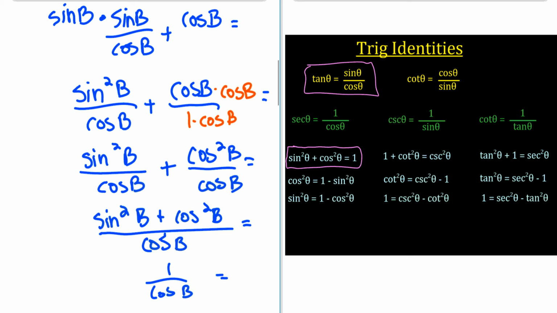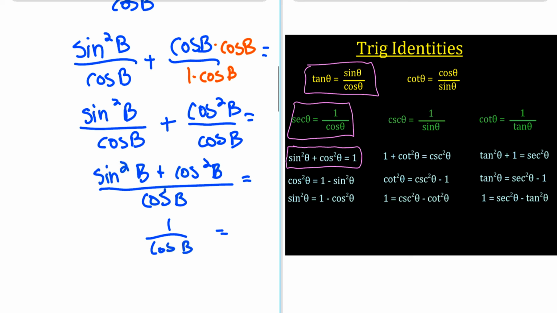And what's 1 over cosine? Well, it's secant, and that's what we want to get to. So this just turns into secant of b. Secant b equals what we're looking for, secant of b. So that one was not a two-stepper. That one took multiple steps, but we eventually got there.